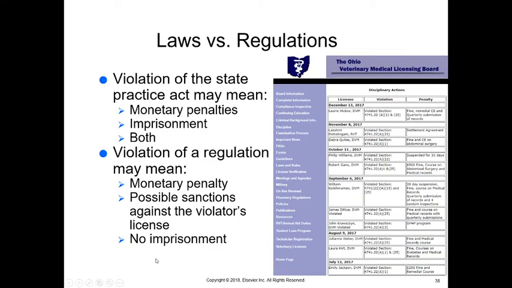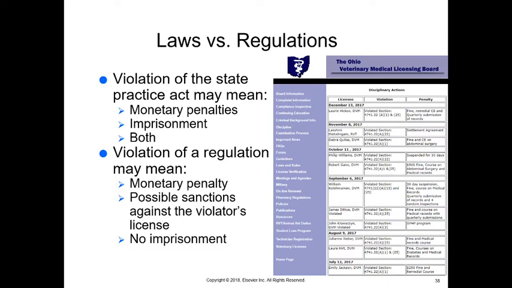So what are laws versus regulations? Laws are enacted, regulations are promulgated. Violation of the State Practice Act or the law means monetary penalties or imprisonment or both, okay? So if you break the law, you may go to prison. Violation of a regulation could mean monetary penalty, possible sanctions against the violator's license, but no imprisonment.